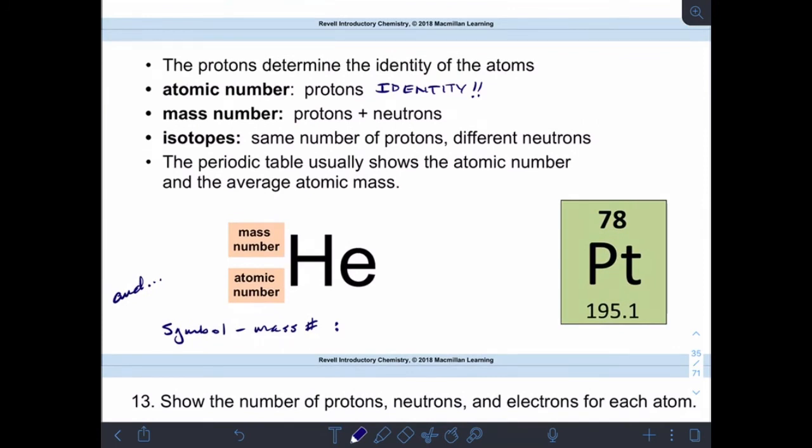Now the number of protons determines the identity of atoms. Okay? Identity of atoms is related to the number of protons. So if you look at a periodic table, every single element has a different number associated with it. Carbon is 6, nitrogen is 7, oxygen is 8, fluorine is 9. That is the number of protons. Okay, so the atomic number, that big number that you see in every periodic table with an element, is the number of protons. Okay, the atomic number.